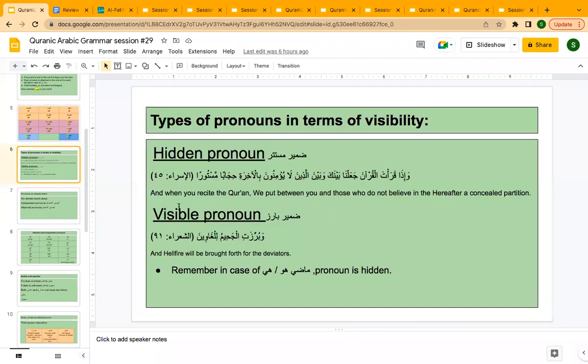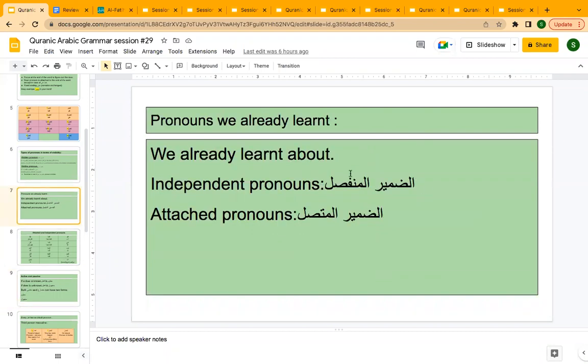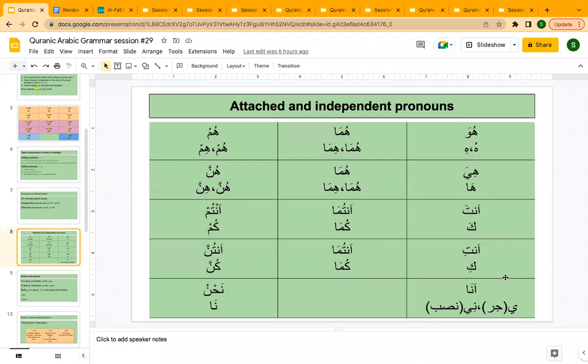What was the other type of pronouns that we have learned? There was another type we learned in the beginning. We learned in terms of being separate or being attached, right? That was another concept, but I'm asking about this one, remember? Here, munfasil and muttasil, right? And these are your previous pronouns.